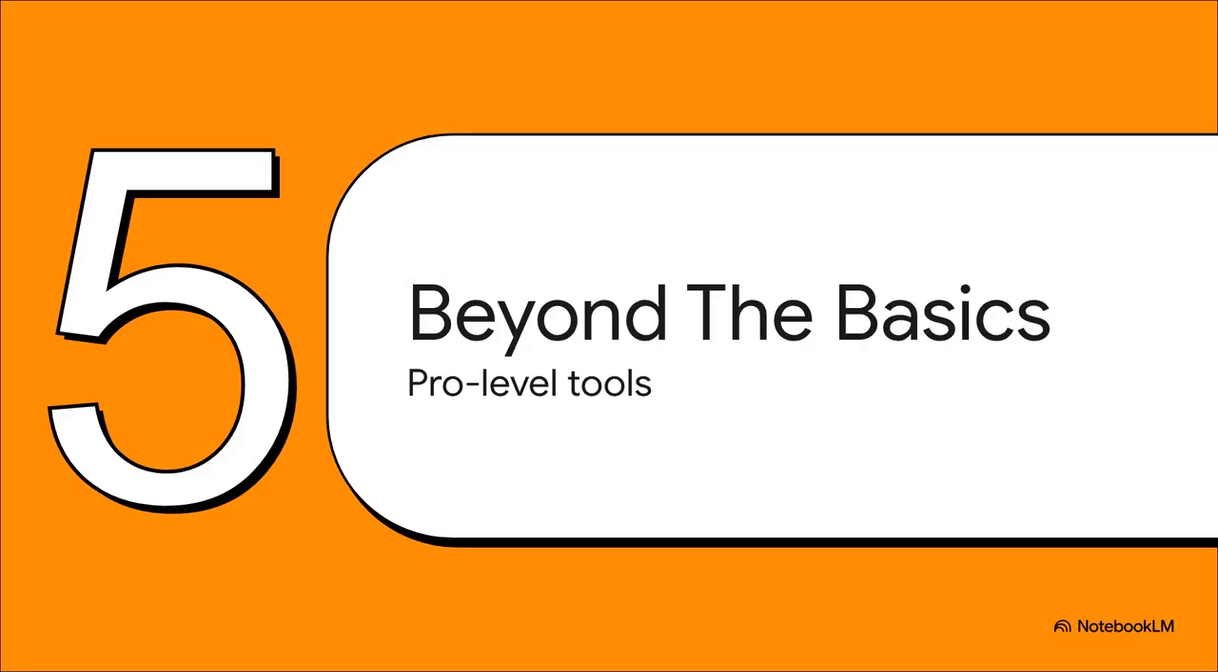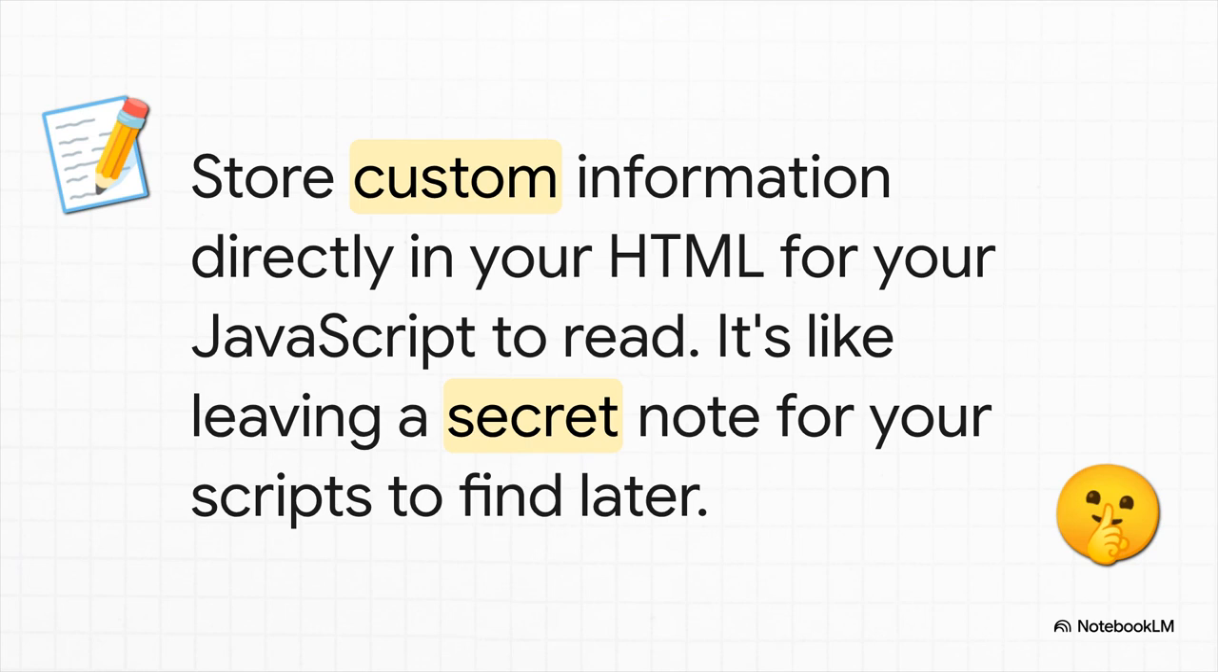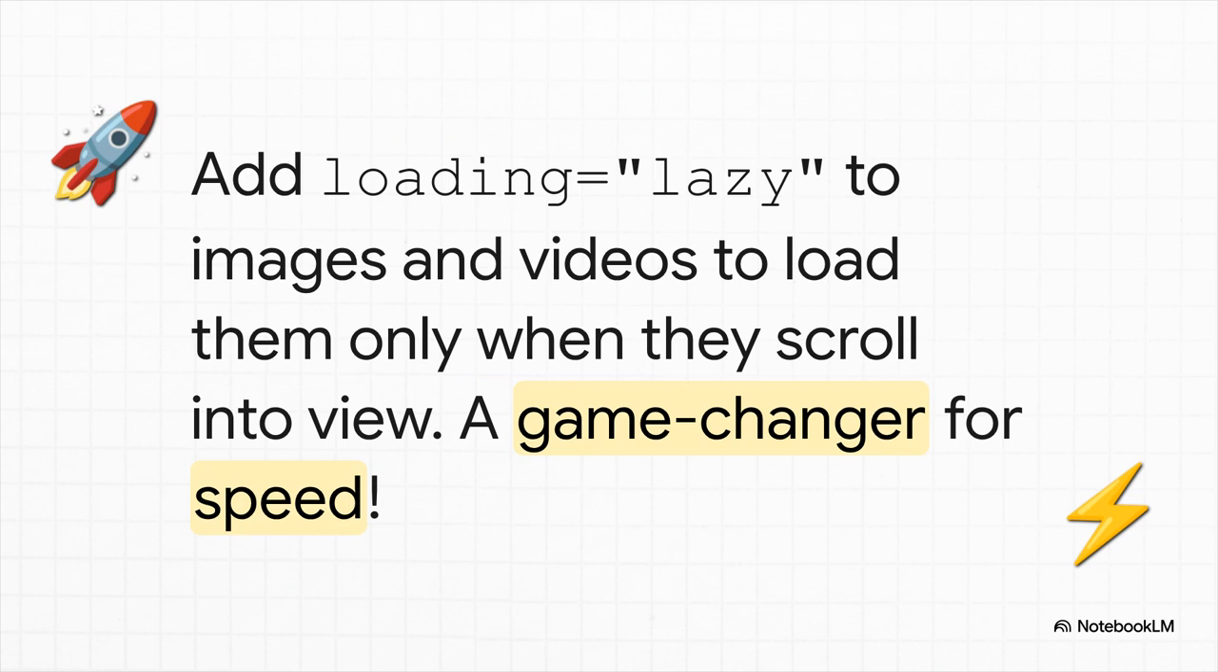All right, let's wrap up with a couple of pro-level tools. These are attributes that are super useful for modern web development, especially when you're dealing with JavaScript and performance. First up are the data attributes. These things are awesome. They let you store your own custom information right there in the HTML for your JavaScript to find later. It's like leaving little sticky notes on your elements for your scripts to read, which keeps everything nicely organized.